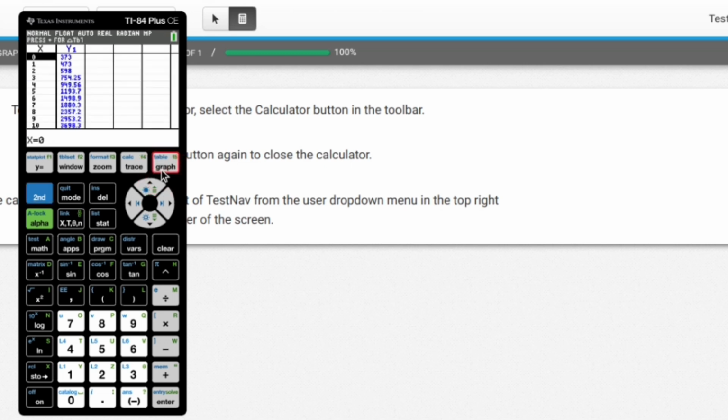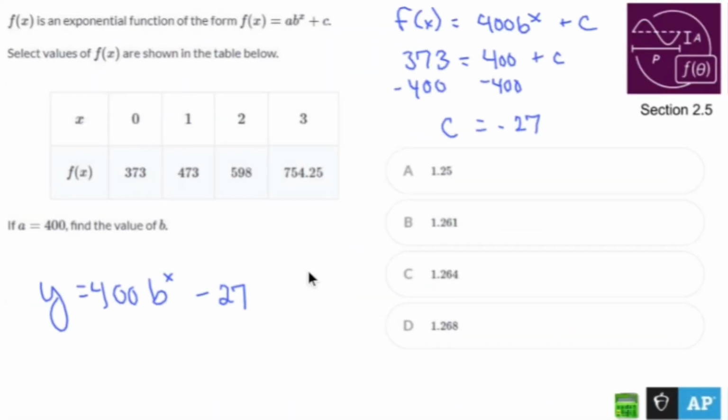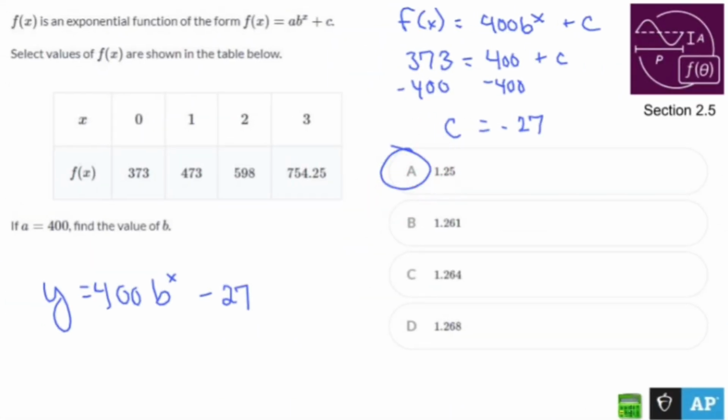So let's go to second graph, and 0 matches up, and so does 1, and so does 2, and so does 3. Look at that. The answer is A. It worked. Hooray! A is my answer.